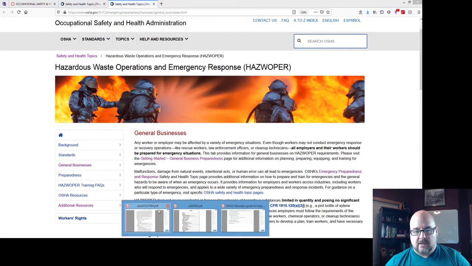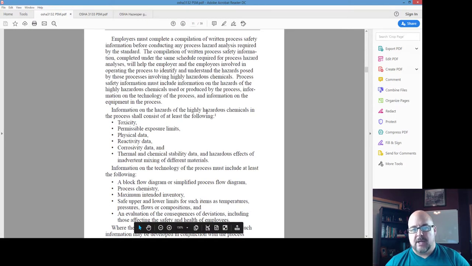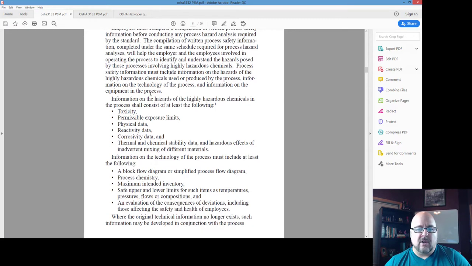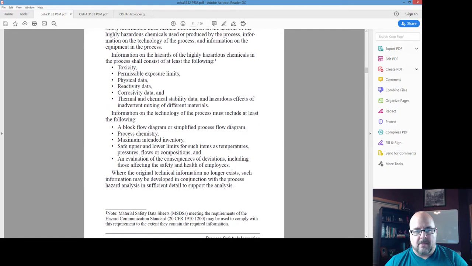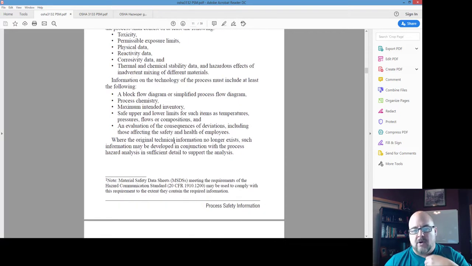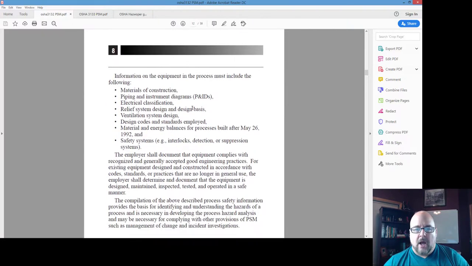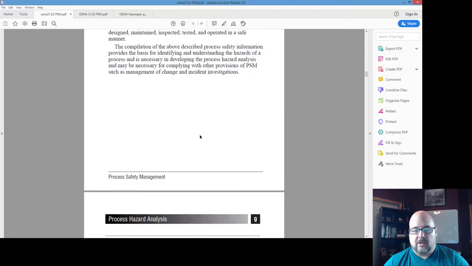What I'd like to show you now is some of the handouts here, the PDFs. This first one is the OSHA 3132, and as you can see here, you're assessing highly hazardous chemicals, which you have on site. Again, it has to be over a minimum amount. So flow diagrams, process chemistry, maximum intended inventory, safe upper and lower limits for temperature and pressures and flows. As you can see, it's very much a process control. Materials of construction, piping diagrams, electrical classification, relief system design, ventilation system design, design codes and standards, material and energy balances, safety systems. These are things that I went to school for in my chemical engineering.